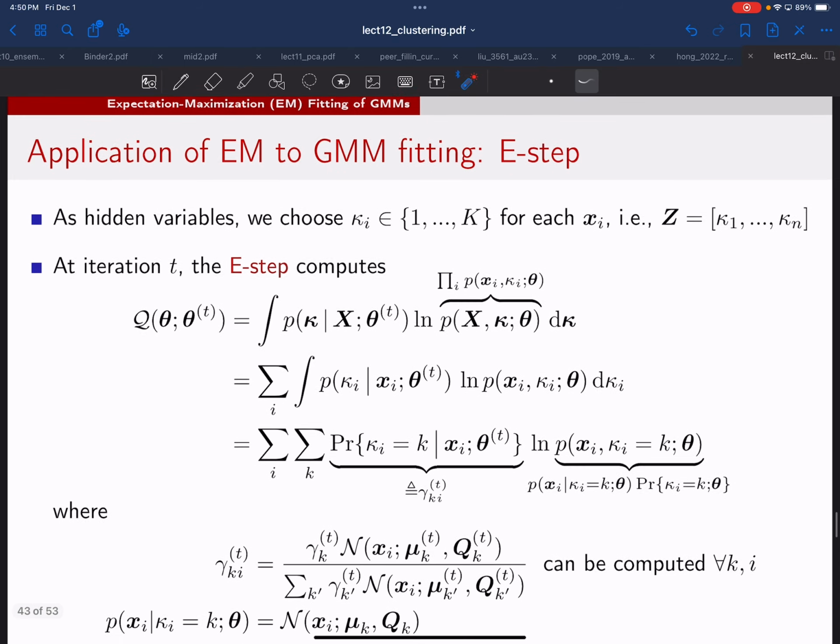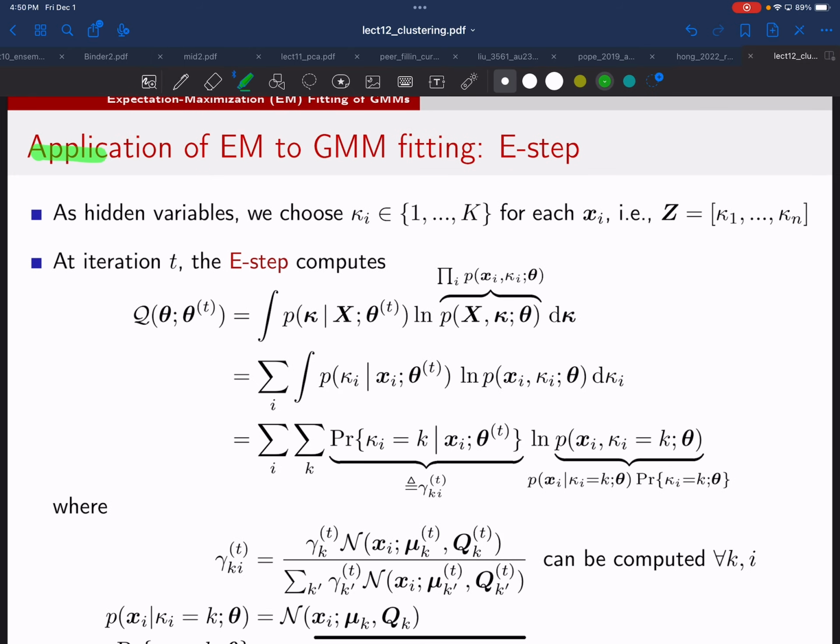Okay, so now that we have the approach, the last step is to apply EM to our GMM fitting problem. We have to choose our hidden variables z, and we're going to choose these kappas. If you remember, kappa i is the unknown cluster index from 1 to k that sample xi comes from. We don't know what they are; we're trying to figure them out. If I knew these, I would have a perfect clustering.